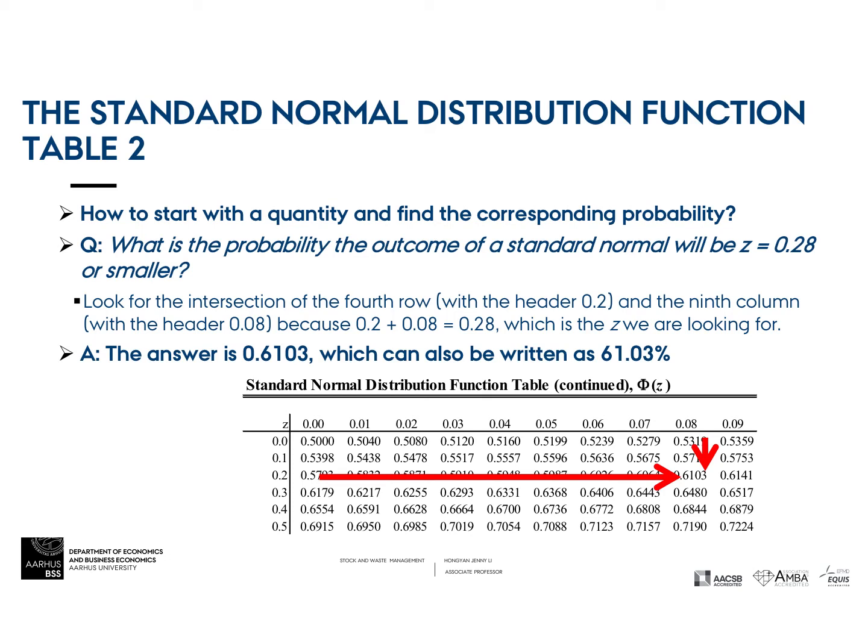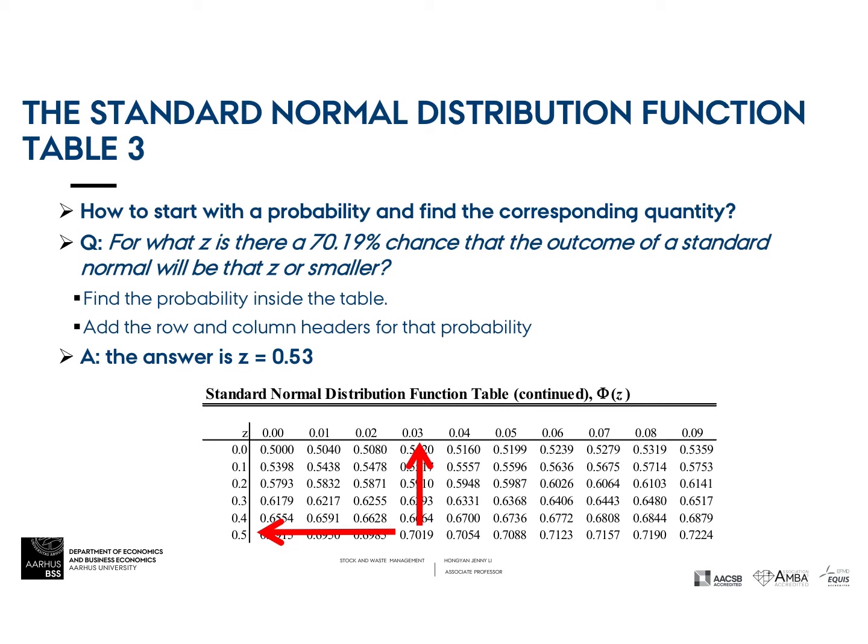So here is an example. You try to find the probability for zeta equals 0.28. Then the idea is to find the 0.2 in the vertical column, the Z column, and then find 0.08 in the horizontal column head. Then you find the value of probability. So here that's how you find the probability of 61.03%. That's basically how you read this table.